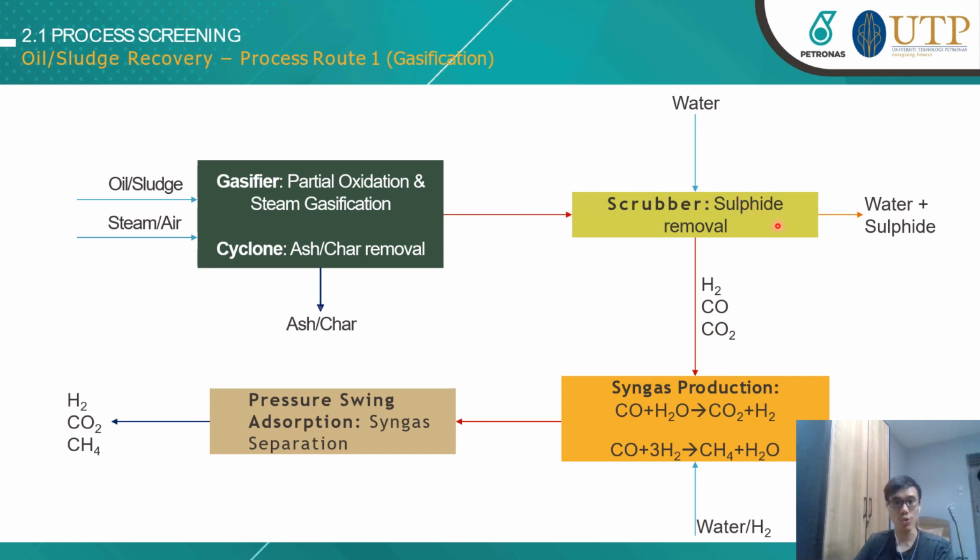sulfide components using water. The resultant clean gas enters another reactor for water gas shift and methanation reactions as illustrated by these two equations respectively. The syngas products are then separated into its individual components using a pressure swing adsorption column. Overall, gasification utilizes steam and oxygen to convert oil and sludge into syngas and char via these four major blocks.